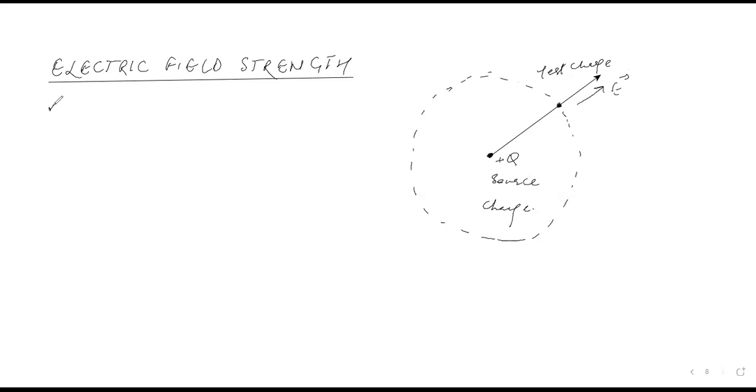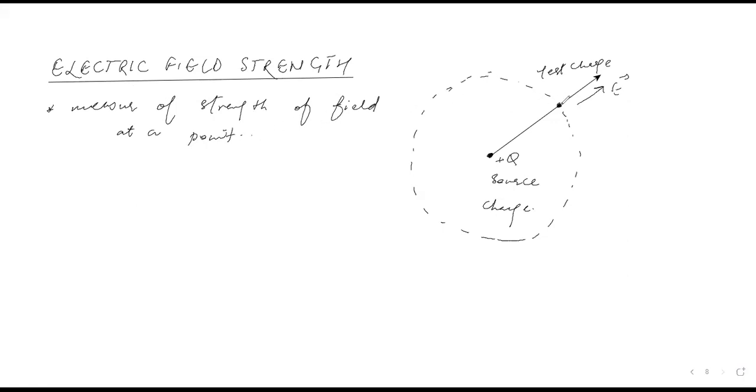Now you can write here: measure of strength of the field at a point. It is the measure of the strength of the field at a point.